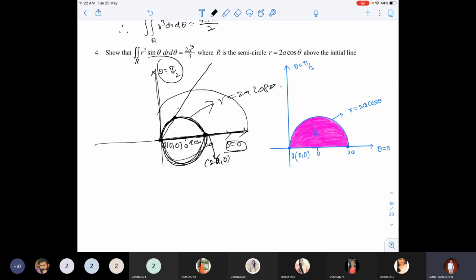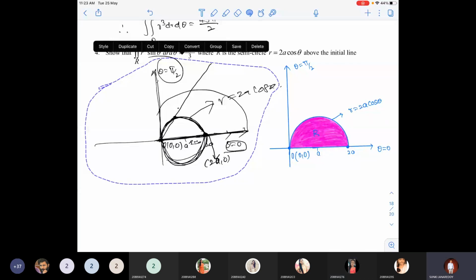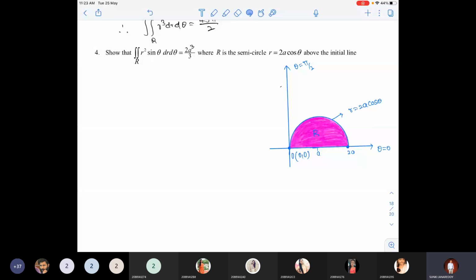Here what is the starting angle, and what is the ending angle for the above initial line? You understood now? Yes, sir. Here what are the r values? Tell me. 0 to pi by 2. Okay, that's it. Now can I start? Now the solution, all of you listen to me.